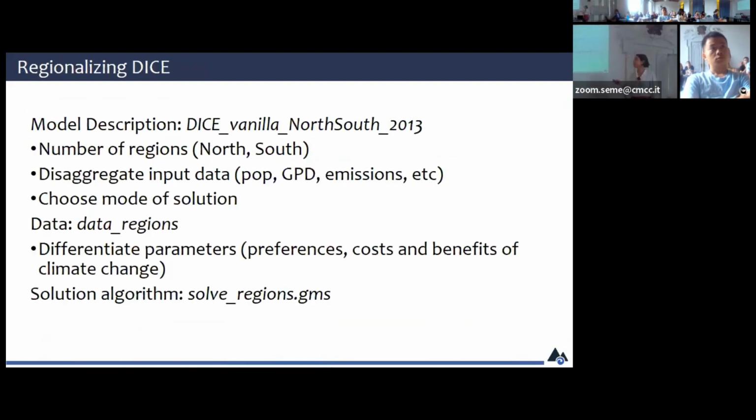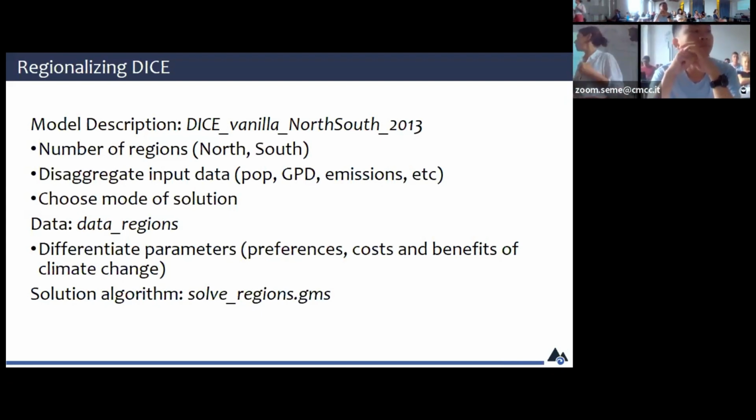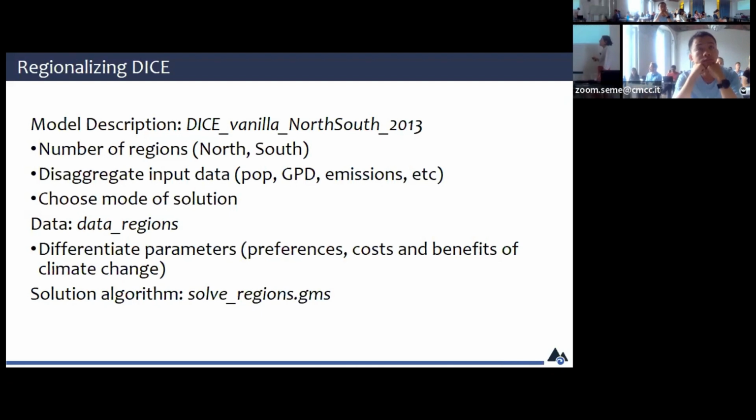And we do that with DICE Vanilla North-South, developed by Giacomo Marangoni for illustrative purposes alone. It's a very simple model, it's DICE regionalized on 2 countries. And then you have a data regions file, which is your file with all the data for the regions, the parameters, etc. And then you have this solve regions. This is the piece of code that, if you're interested and you want to do more of this, you want to look at.